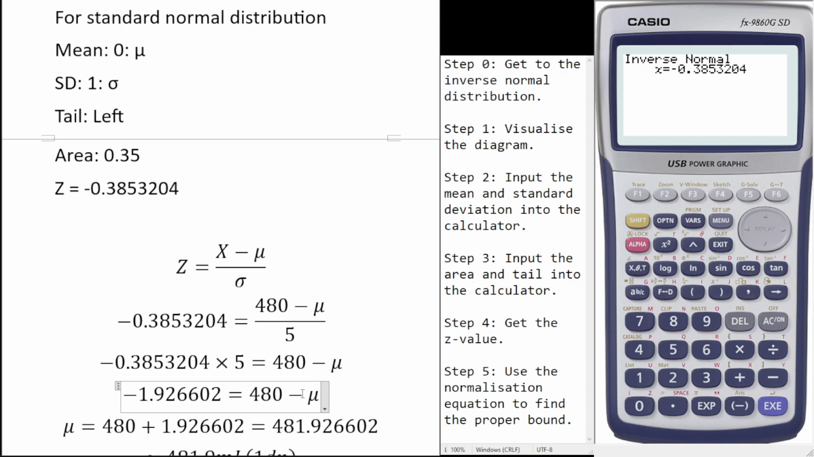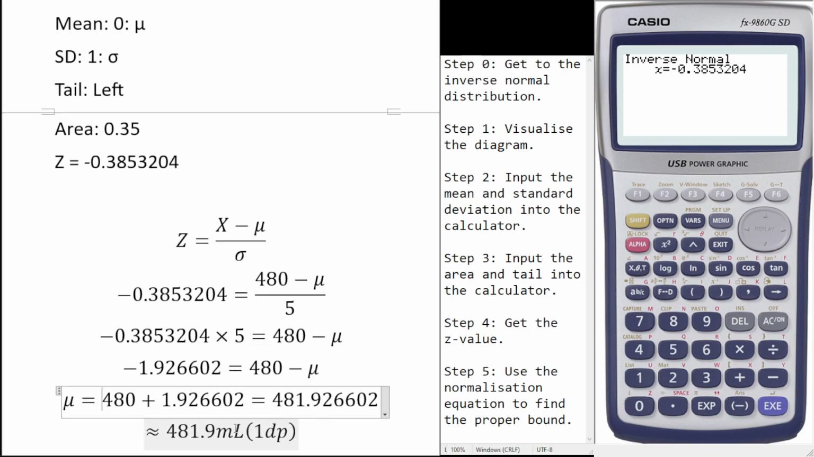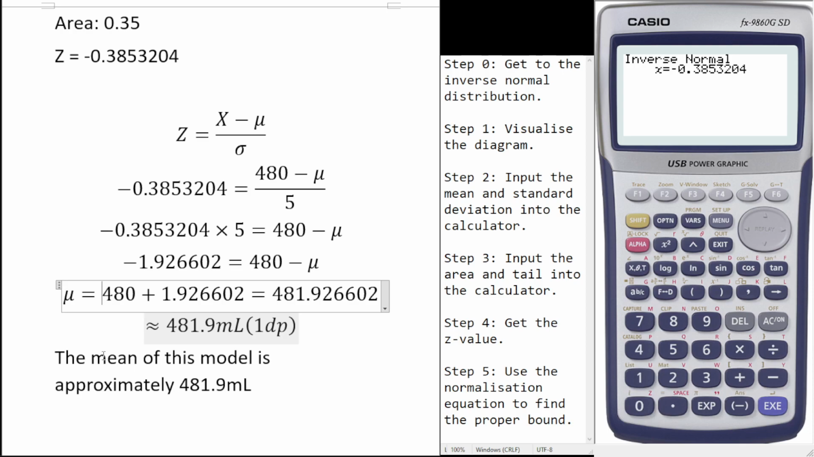And as the mu is on the other side here, I bring it over to the left side. It goes from minus mu to positive mu, and this negative number goes across the equal sign, from a negative number to a positive number. I end up with 480 plus this number, which gives me 481 point something. I round it to one decimal place to get 481.9 ml approximately. That gives me the final answer: the mean of this model is approximately 481.9 ml.